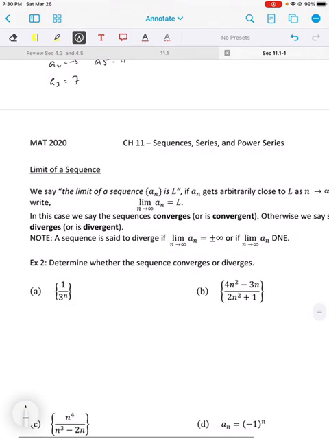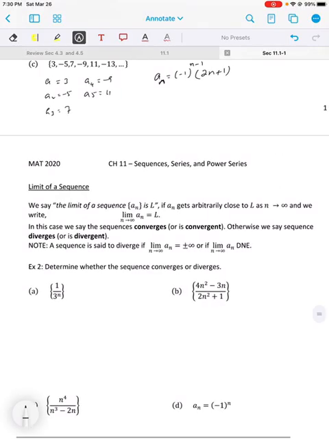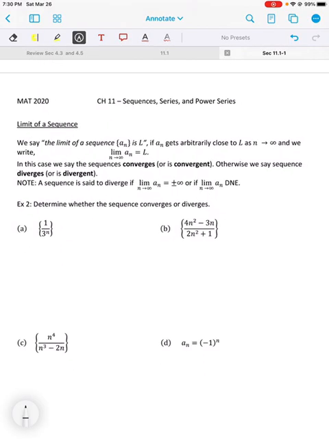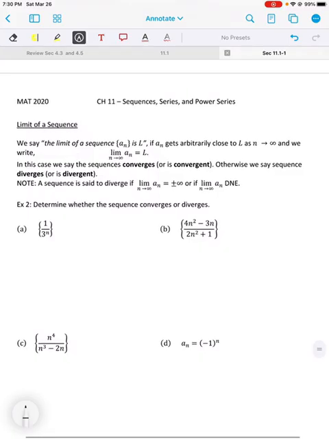The next thing we want to see is limit of a sequence. So how do we find the limit of a sequence? Basically, the limit of a sequence is the limit of the general term. And we say that the limit of the sequence is equal to L if the limit of the term a sub n, or the limit of the general term as n goes to infinity, is equal to L. And this will happen when these terms get very, very close to a number L as n moves towards infinity.